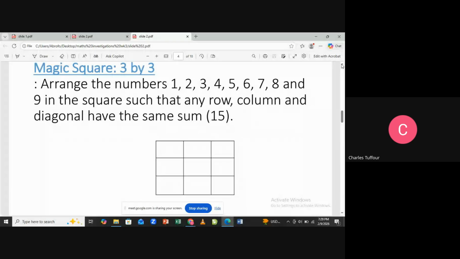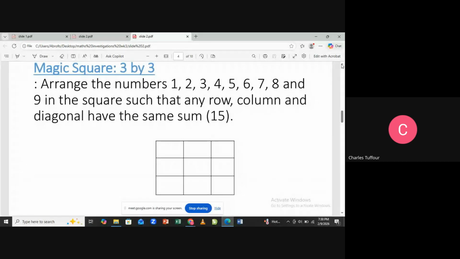Second column: 9 plus 4 plus 2. Okay. Last column: 5 plus 3 plus 7. Okay. The leading diagonal: I have 5 plus 4 plus 6. Take your time. 5 plus 4 plus 6. Yes. Good.